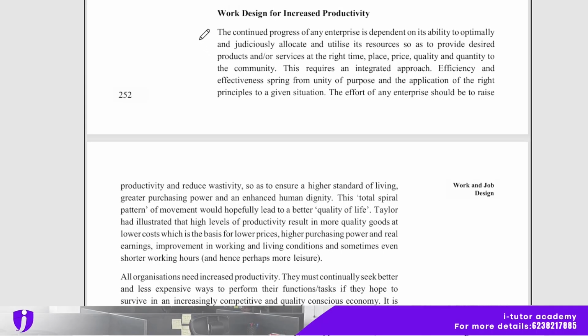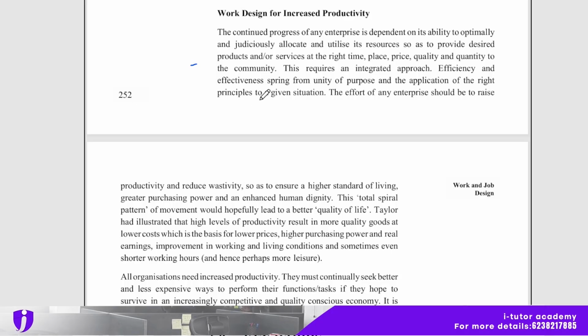The continued progress of any enterprise is dependent on its ability to optimally and judiciously allocate and utilize its resources so as to provide the desired product and/or service at the right time, place, price, quality and quantity to the community. And this requires an integrated approach. Efficiency and effectiveness spring from unity of purpose and the application of the right principles to a given situation.